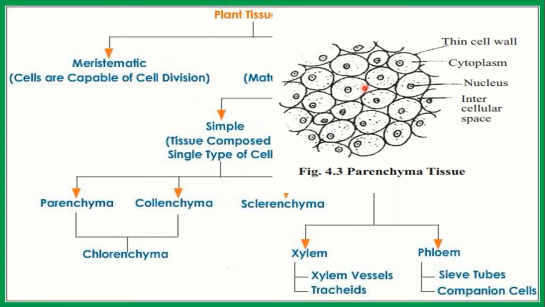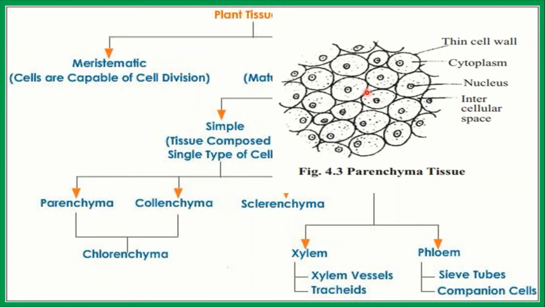Aerenchyma cells are usually big in size and found in aquatic plants. The main functions of parenchyma cells are to organize the body parts of the plant, and to produce, transport and store food.